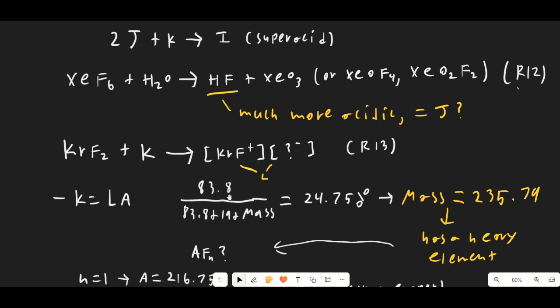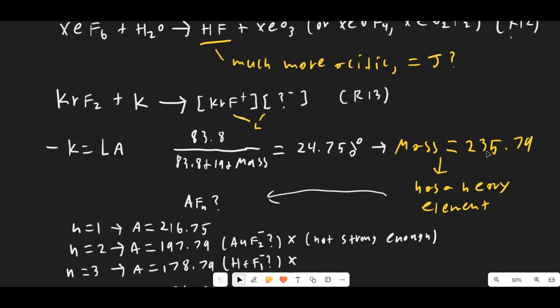So this really is just telling us that K is a Lewis acid, and the anion in this formula is that Lewis acid plus a fluoride ion. So we can go ahead and solve for the mass of this anion pretty easily, and we get that the mass is very, very large. It's 235.79, which means that it probably has some super heavy element in it in one of the later periods.